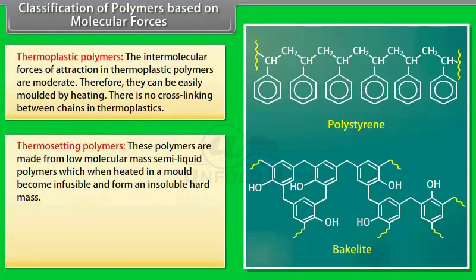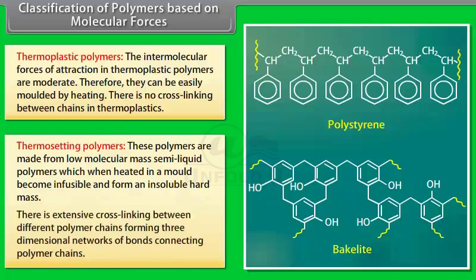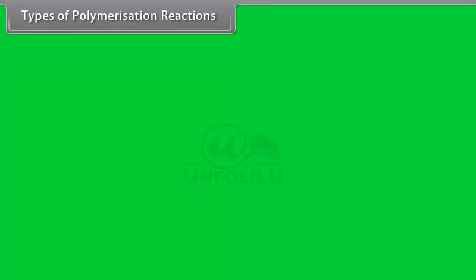Thermosetting polymers. These polymers are made from low molecular mass semi-liquid polymers, which when heated in a mold become infusible and form an insoluble hard mass. There is extensive cross-linking between different polymer chains, forming three-dimensional networks of bonds connecting polymer chains. For example, bakelite. Types of polymerization reactions.